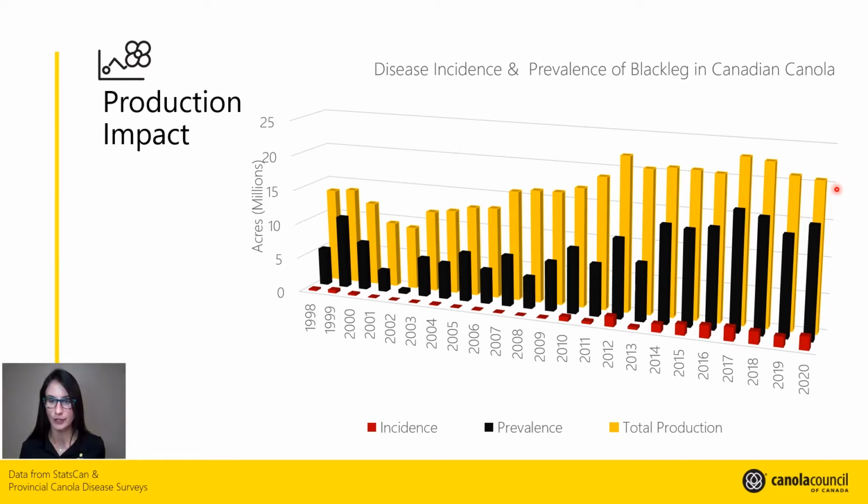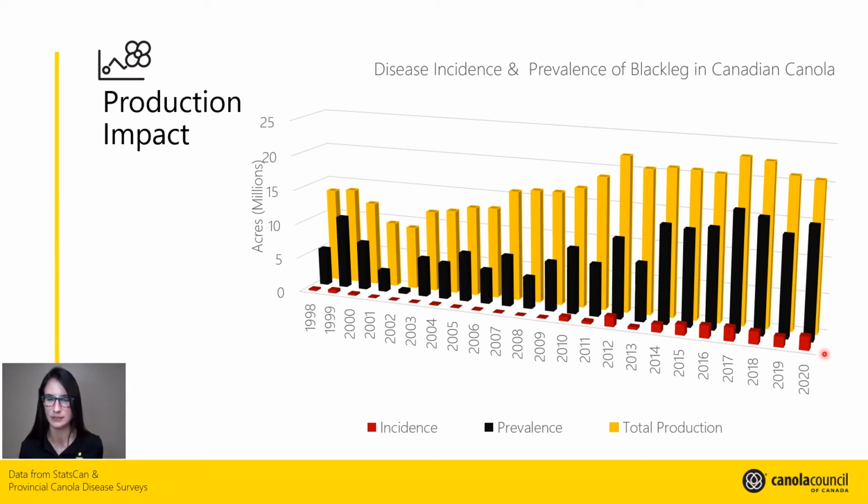Every year, the provincial governments complete canola disease surveys, and what happens there is that they calculate the number of fields showing disease symptoms. So the black bars represent the blackleg prevalence. Typically the last handful of years, we've been in that 70 to 75% of fields surveyed showing signs of blackleg. But thankfully at really low levels.